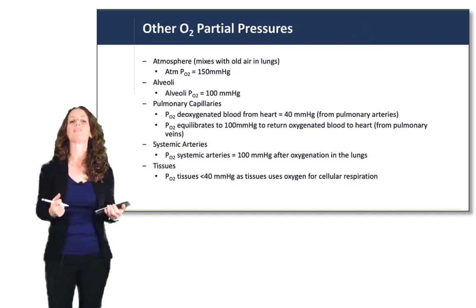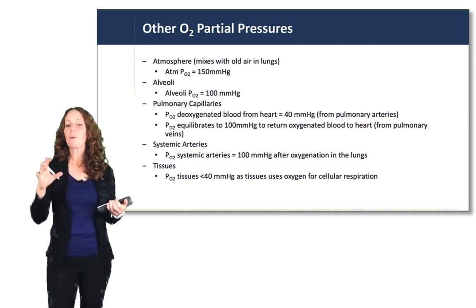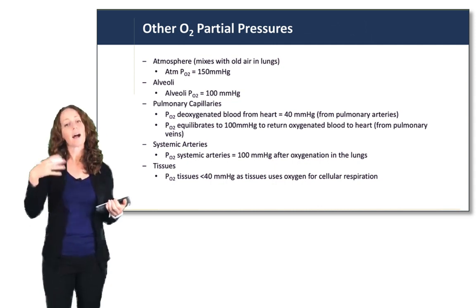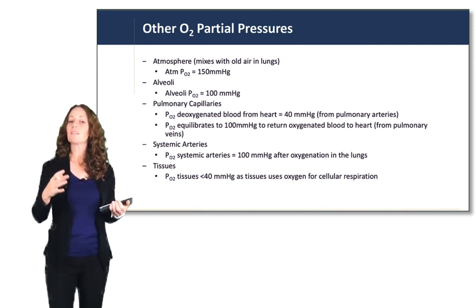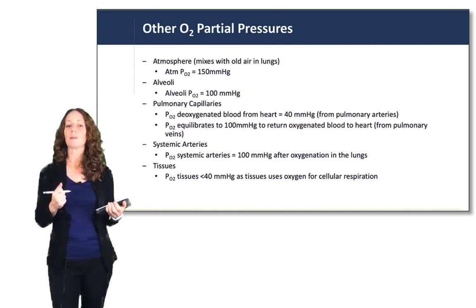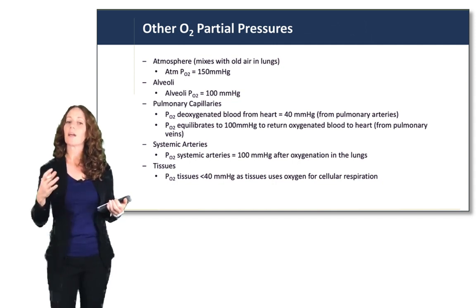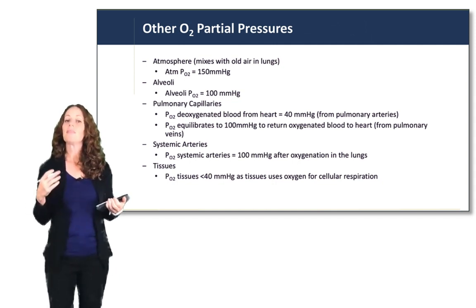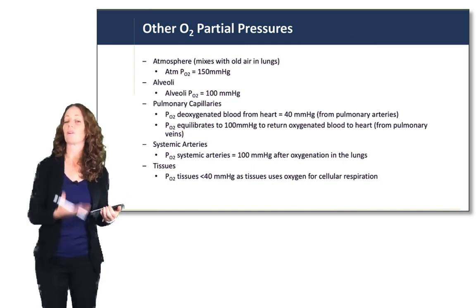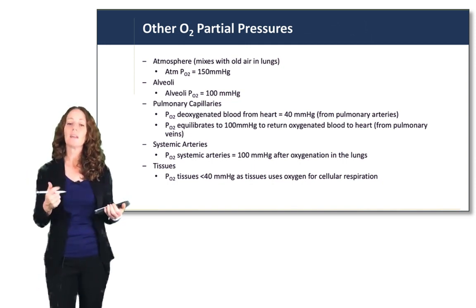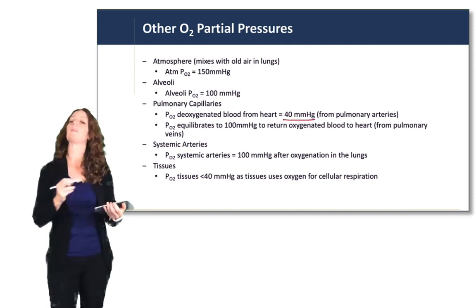Let's look at some other partial pressures. So you may want to write these numbers down and track them as we talk about the diffusion of gases. The atmospheric air is about 150 millimeters of mercury of oxygen. The alveoli are 100. The pulmonary capillaries are deoxygenated, so that blood has just returned from the systemic capillaries, and that's at 40 millimeters of mercury.